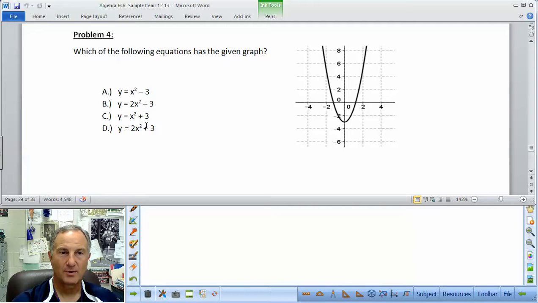So, and these two are positives. It would be 0 plus 3, 0 plus 3. Y would be 3, which would be up here. Can't be it. So it's got to be down here. It's got to be one of these two. So which one is it?